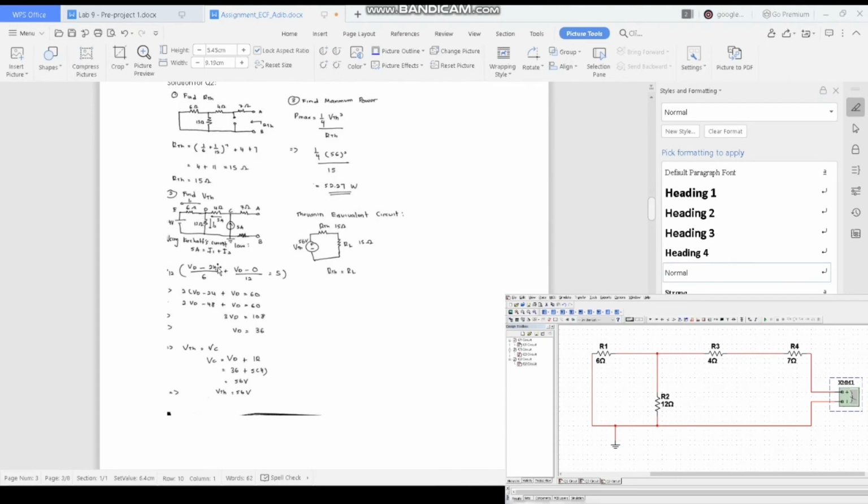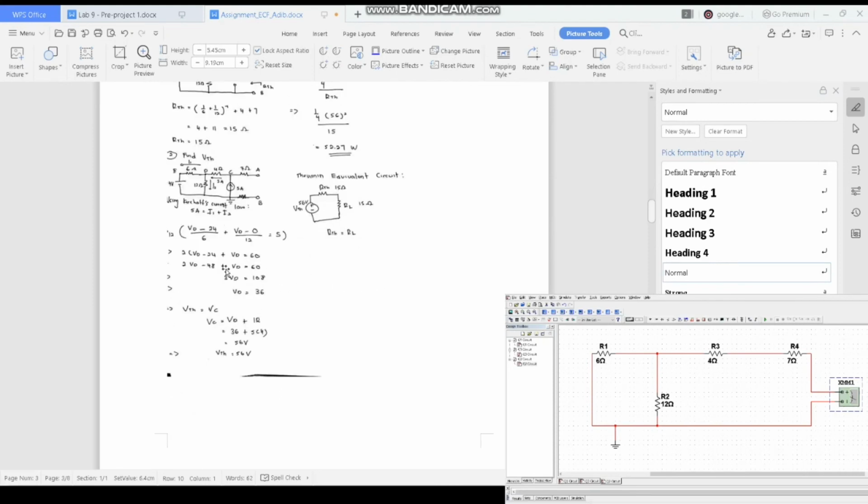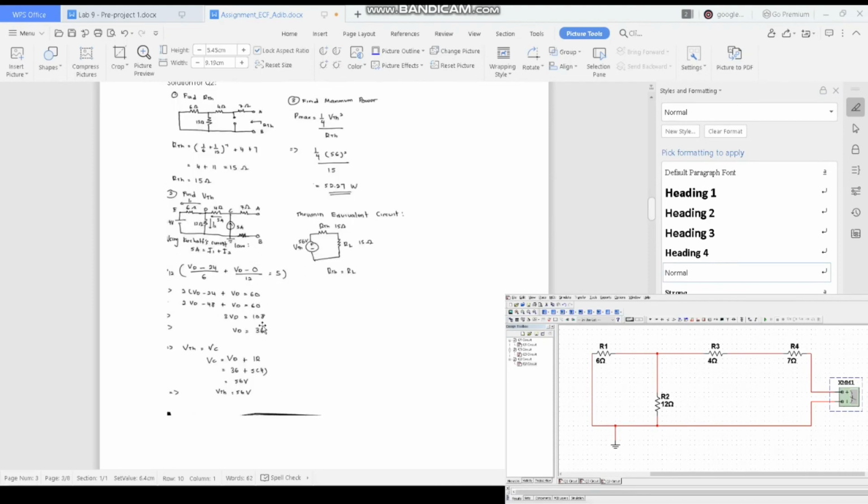For I1, it is at 6 ohm, so VD minus 24 volt divided by 6. For I2, it is at 12 ohm right here, so VD minus 0 divided by 12. The current is toward the ground, so we need to take VD minus 0, equal to 5. Then we solve the equation and we obtain VD equal to 36 volt.